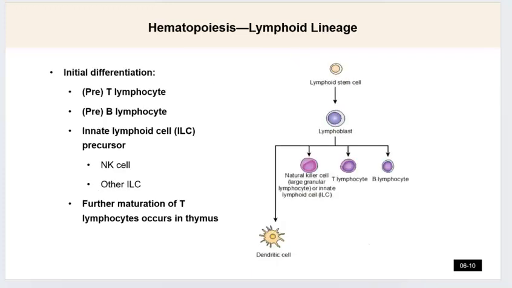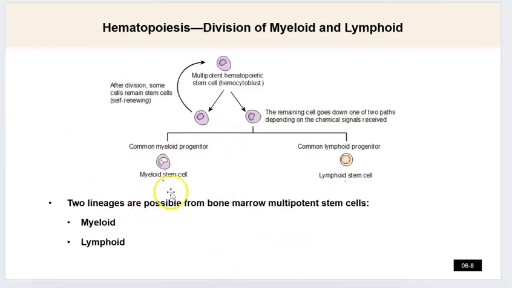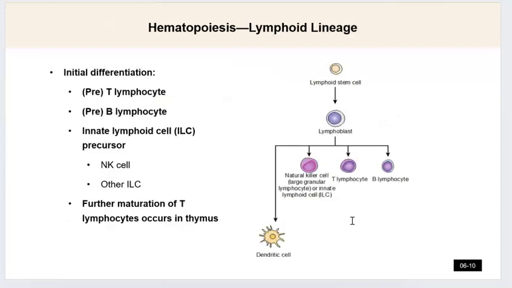Okay, so let's go to the other side. So instead of going this way, now we're down this way. So we're on the common lymphoid progenitor stem cell, and that then becomes a lymphoblast. And the lymphoblast will become either a B cell, a T cell, or a natural killer cell, which is known as the large granular lymphocyte or innate lymphoid cell. Or the lymphoblast can also become a dendritic cell.